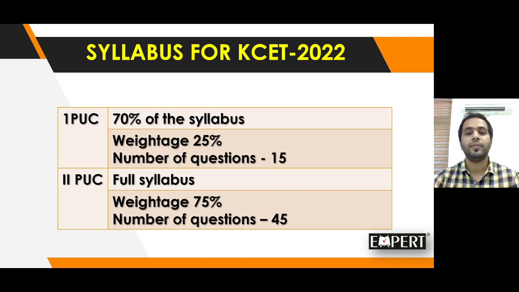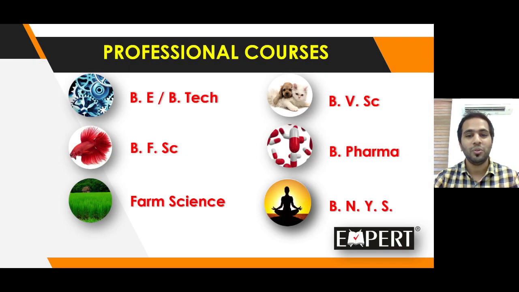There is nothing that they have cut from the syllabus, and the weightage is going to be 75%. That is, out of 60 questions in each subject, about 45 questions will be from the second PU syllabus. But it is important that you study both these first PU and second PU topics very well and be thorough with them, because as you all know, in CET, even 1 mark difference can mean a difference in rank of about thousands. So it is very, very important to know both the year's syllabus very well.